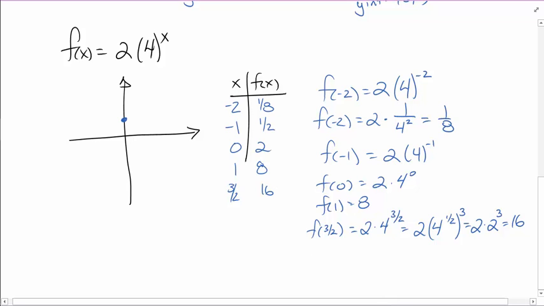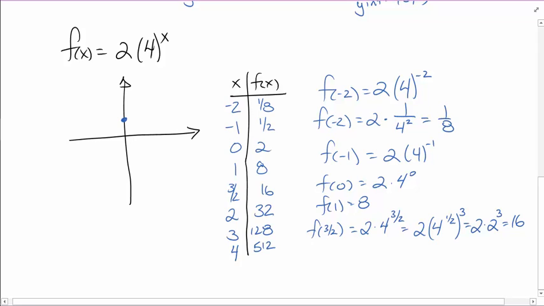I'm going to insert a few last numbers here. If I insert a 2, 4 to the 2nd times 2 will yield 32. If I insert a 3, 4 to the 3rd is 64, times 2 is 128. Finally, if I insert a 4, 4 to the 4th times 2 will yield a 512.